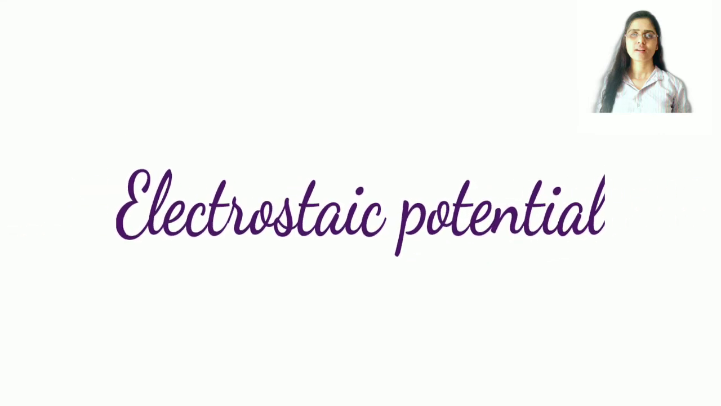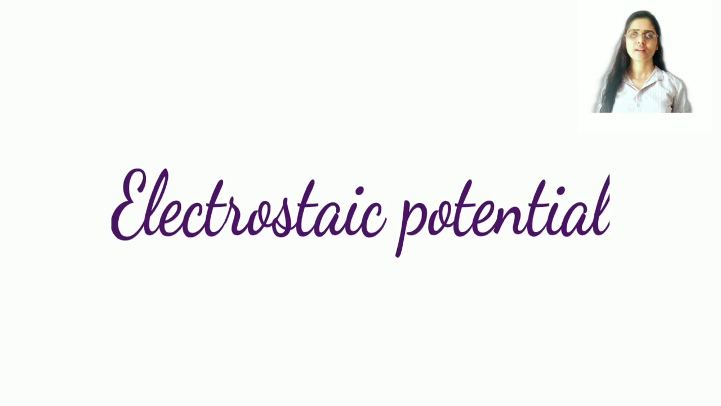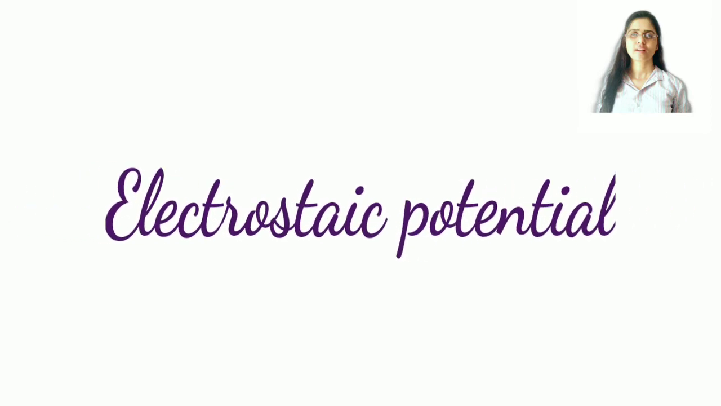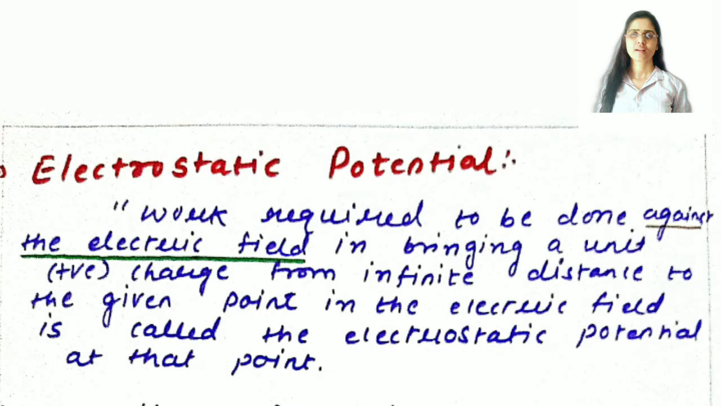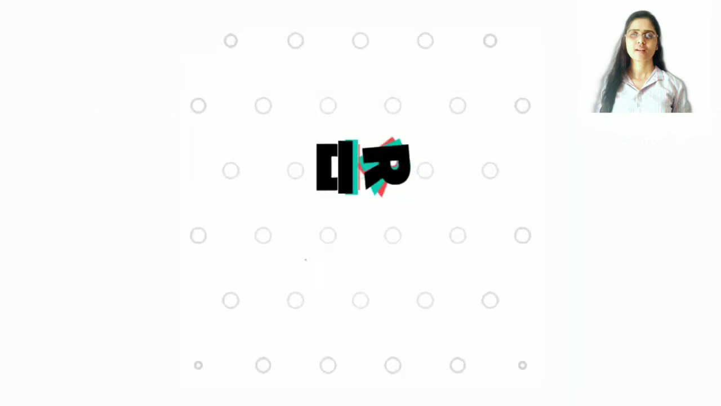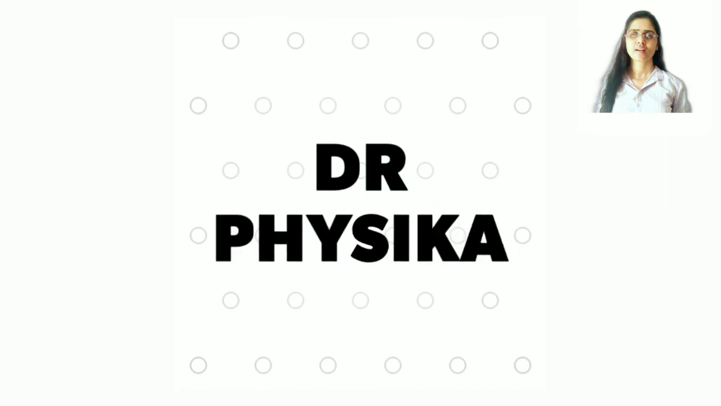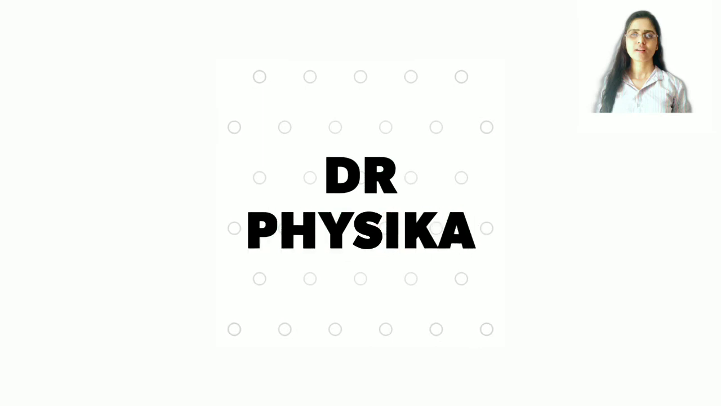Now I am going to discuss some information on electrostatic potential. First is the definition of electrostatic potential. Work required to be done against the electric field in bringing a unit positive charge from infinite distance to the given point in the electric field is called the electrostatic potential at that point. Here the meaning of against the electric field is actually against the force by the electric field.